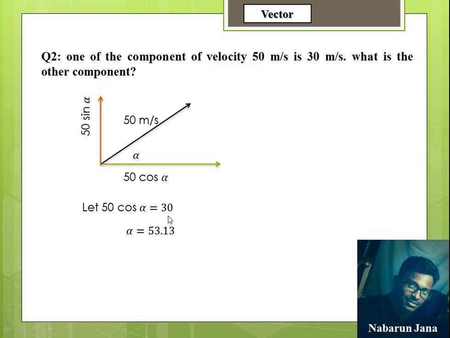So this one equals 30. From this you can calculate alpha. Since you have already selected this component as 30, the other component is 50 sin alpha. Now you can put the value of alpha here, and you will get the other component of the vector. Yes, this is 40 meter per second.